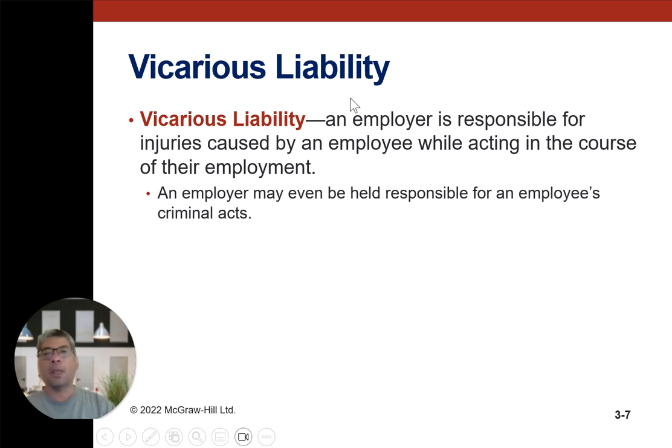Vicarious liability: an employer is responsible for injuries caused by an employee while acting in the course of their employment. An employer may be held responsible for an employee's criminal act.